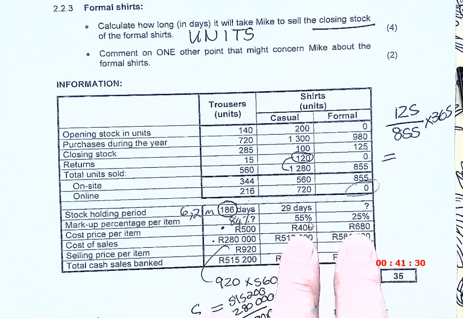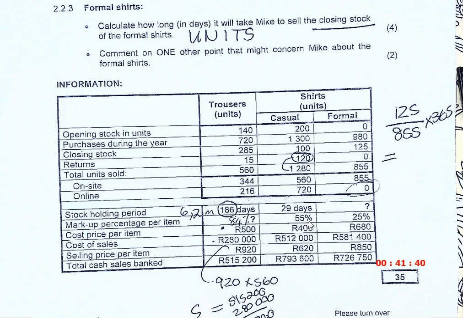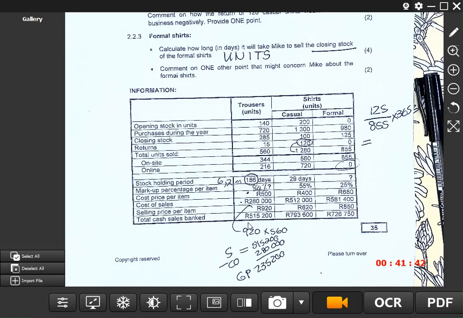Right? Go look at your competitors. Maybe the competitors ask 1,000 rand for exactly the same shirt. Okay? Okay, I'm going to stop it here.